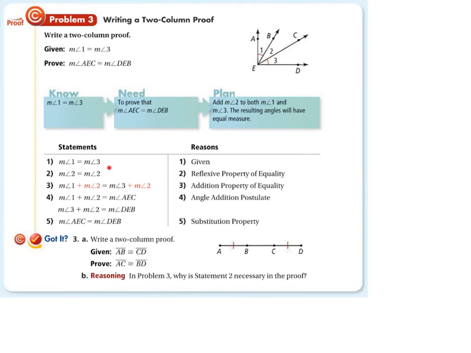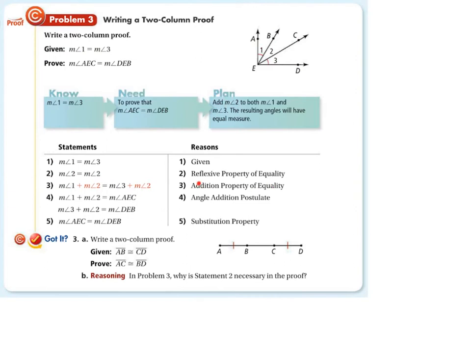Statement 1, measure of angle 1 is equal to the measure of angle 3. That was already given to us here, okay? Now, measure of angle 2 is equal to the measure of angle 2. That's the reflexive property of equality. And why would we want to do that? Well, we want to be able to state that we are adding the same amount to both sides when we go to this next line.